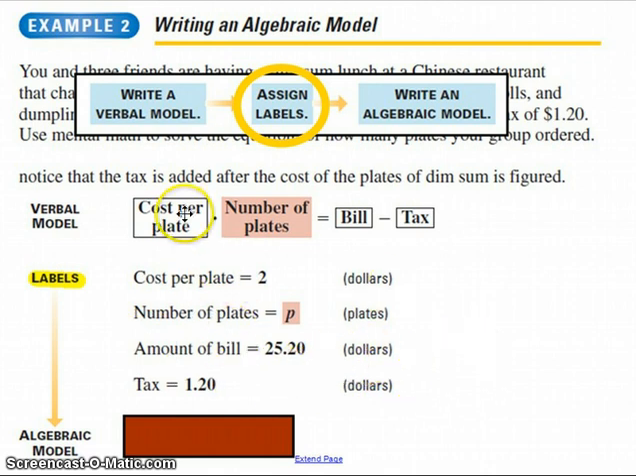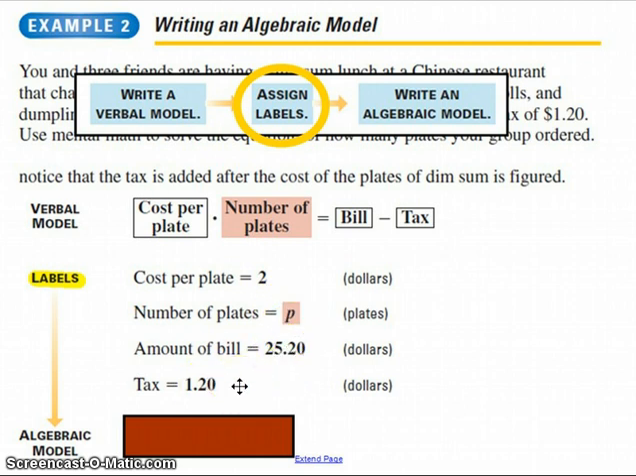And they're saying that the cost per plate, they're just going to change it to 2. They really should have made it $2 to make it clearer. And they similarly should have called it P plates, but that's okay. They're calling it 2 and then P and then 25.20 and 1.20. Those four things, 2, P, 25.20, and 1.20, those are the labels they're talking about.